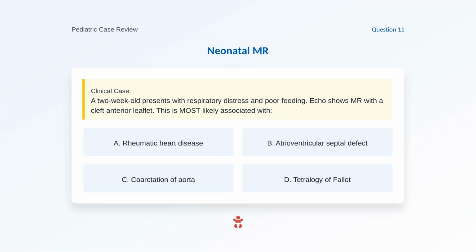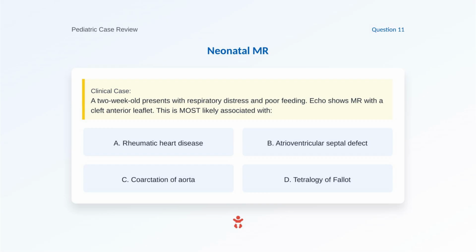The question asks which condition this finding is most likely associated with, the options being A. Rheumatic heart disease, B. Atrioventricular septal defect, C. Coarctation of aorta, or D. Tetralogy of Fallot. To answer this question correctly, you need to understand congenital mitral valve anomalies and their associated conditions.